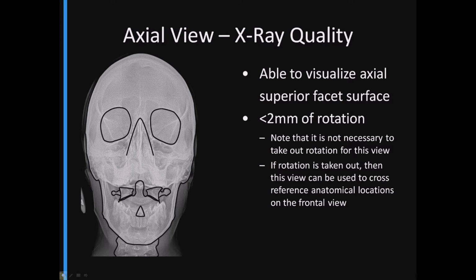In order to determine the quality of these films, we need to have no rotation in there, or actually less than 2 millimeters of rotation is our maximum discrepancy. With more rotation, you'll have it not only deviate the location of the C2 spinous for cross-referencing, but you'll also get an obscured view of the curvature of the C2 surface when looking at it from a rotated perspective.